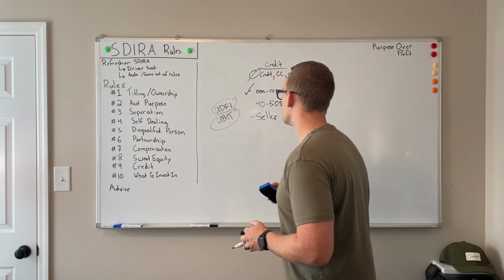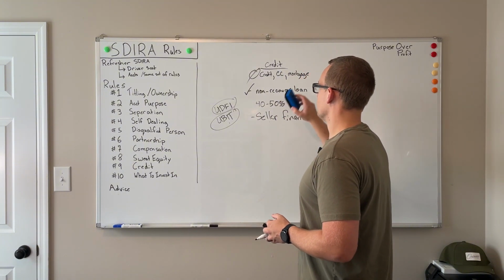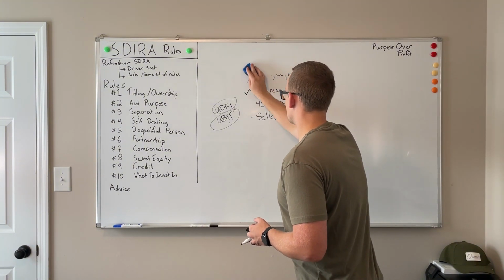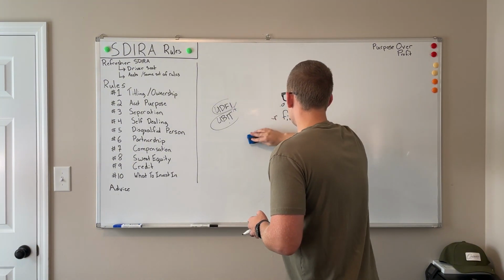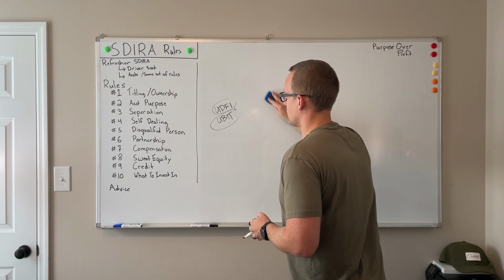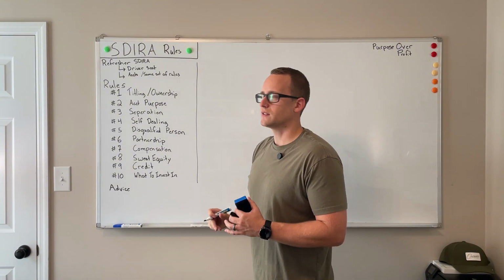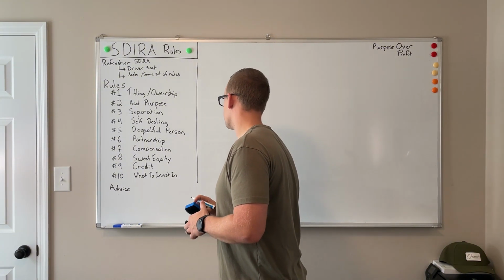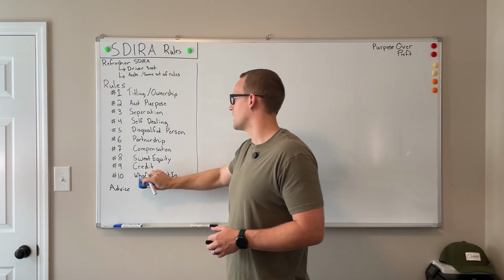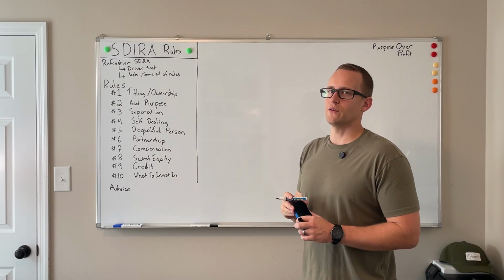So important things to note there. Again, credit: you can't use your own credit, you can't personally guarantee anything. You have to get credit in other creative ways. But if you're in real estate, that's what's awesome about real estate. You can get super creative. It's awesome. Number 10, probably my favorite.